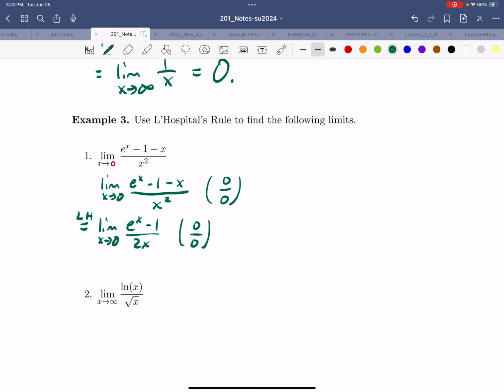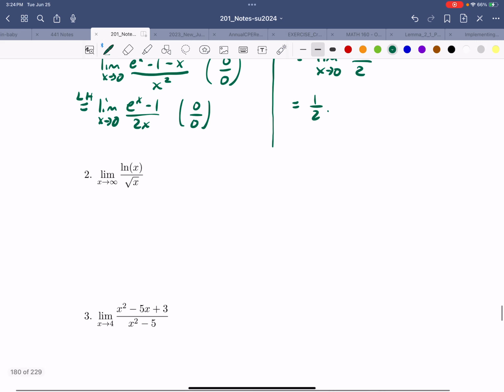So what do we do? Well, at this point, we can actually just use L'Hopital's rule again. There's nothing saying we can't use it. So let's do it again. Take the derivative of the top and the derivative of the bottom again, and you get this. And at this point, you see that the limit is, in fact, 1/2. So that's your answer. Sometimes you might need to do L'Hopital's rule twice.